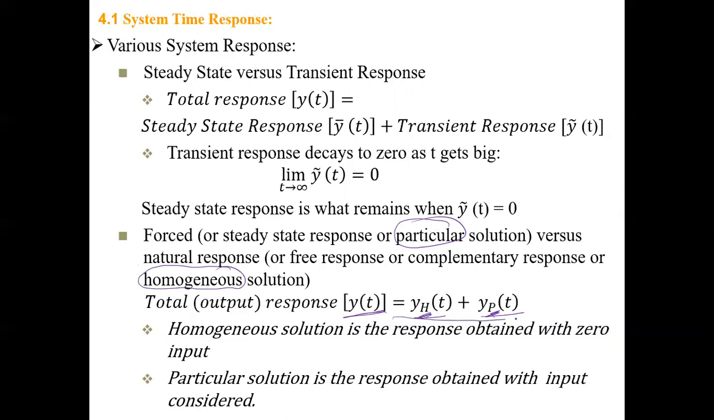So you add them together, then you get the total output response. But what is the homogeneous solution? This is the response obtained with zero input. Without input, what is the response of the system? That's your YH. Then what is the particular solution? The particular solution is the response obtained with the input into it. Okay. That's the thing.